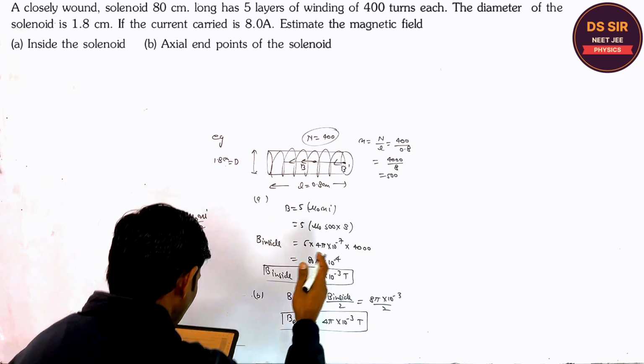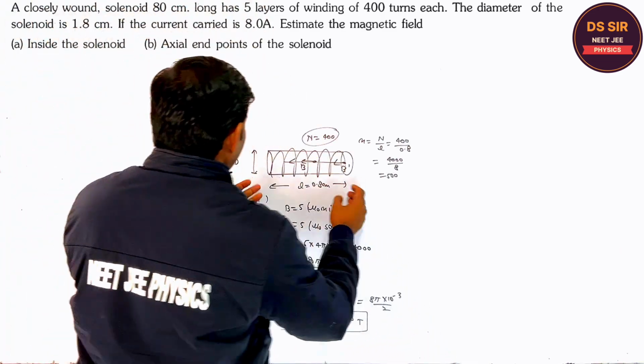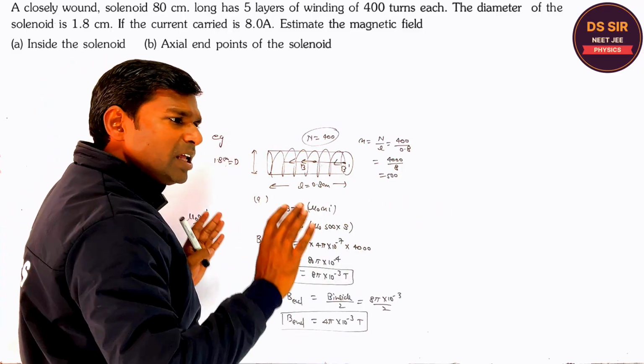Fine. Copy this. The length is big and the diameter is very small. So you may consider this as an infinite solenoid only.